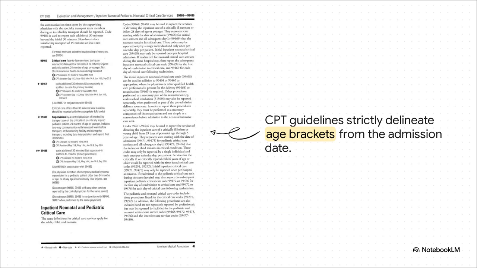codes. Looking at the guidelines, you can see the CPT manual strictly delineates these age brackets, starting specifically from the date of admission. These codes represent care starting with the date of admission for critical care services, and all subsequent days the patient remains in critical care. It's a very tightly controlled section of the manual, for sure.